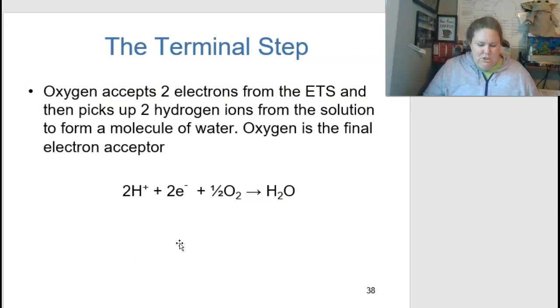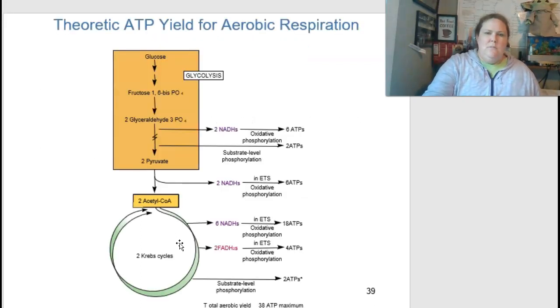So what is the terminal step? Terminal meaning final. Okay, well, the oxygen is going to accept 2 electrons from the ETS, and then it picks up 2 hydrogen ions from the solution to form a molecule of water. So oxygen, like I pointed out before 2 slides ago, is the final electron acceptor. Okay, so that's why this is an aerobic process.